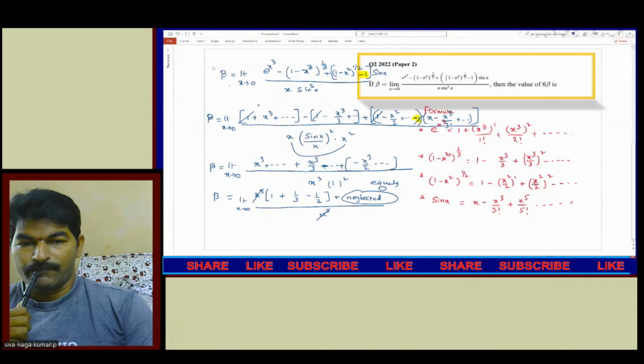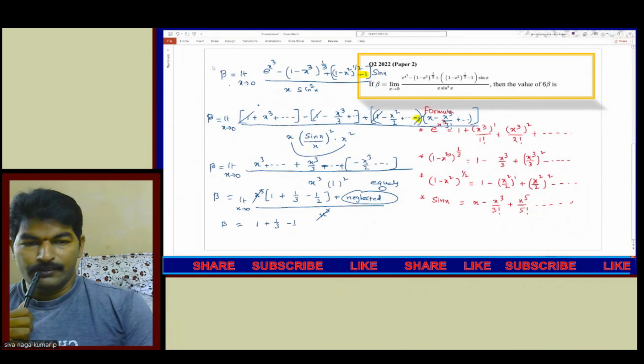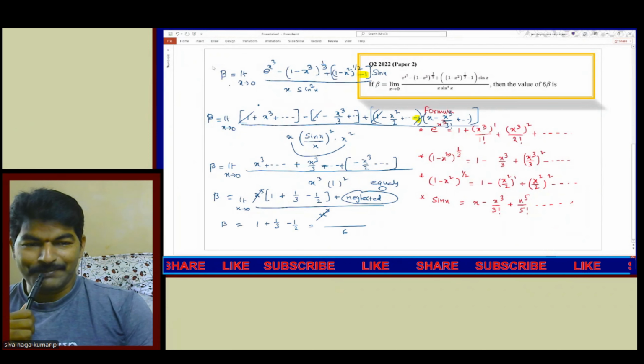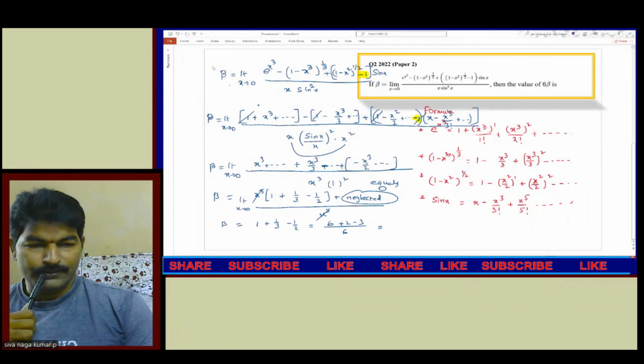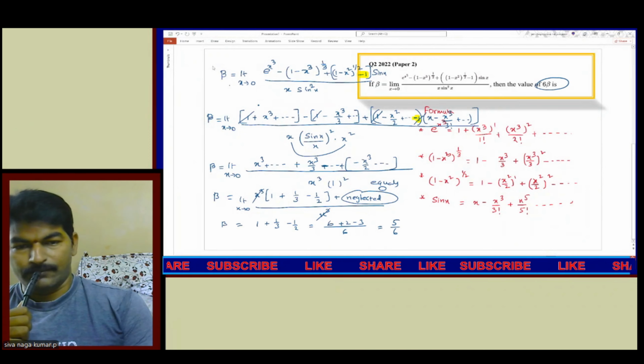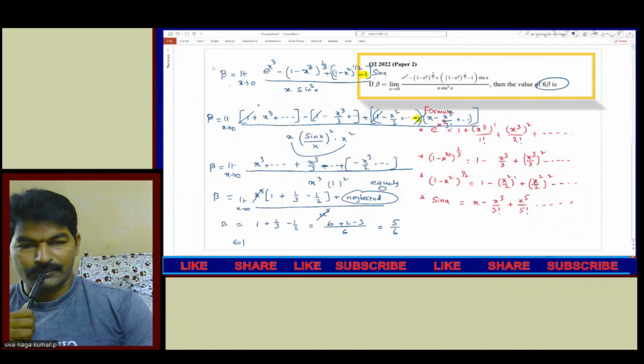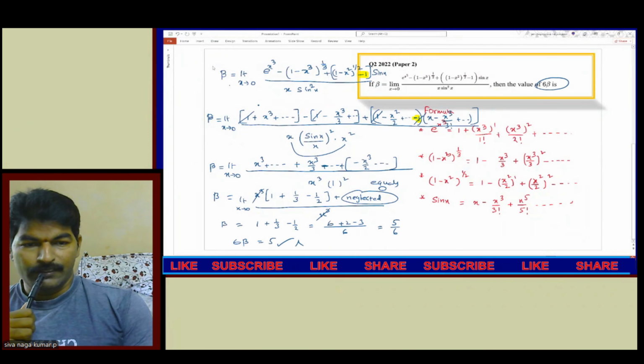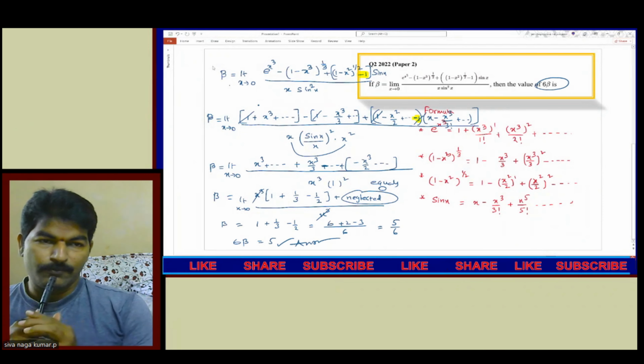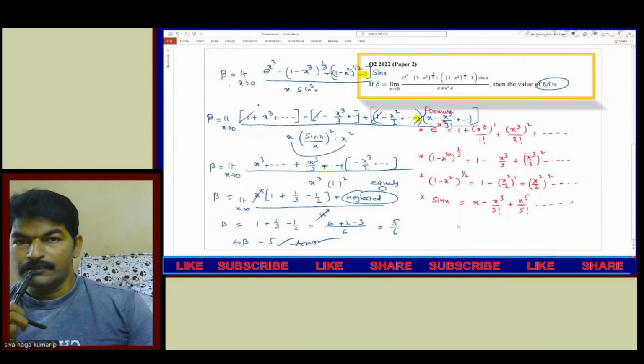So beta value is now 1 plus 1 by 3 minus 1 by 2. Take the LCM: 6 plus 2 minus 3. How much is it? 6 plus 2 is 8, 8 minus 3 is 5. So 5 out of 6. And he's asking how much 6 beta is. Do cross multiplication. Now 6 beta is equal to 5. 5 will be the answer to this problem. Yeah, that's all for today.